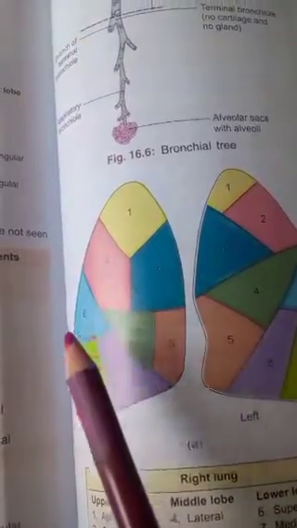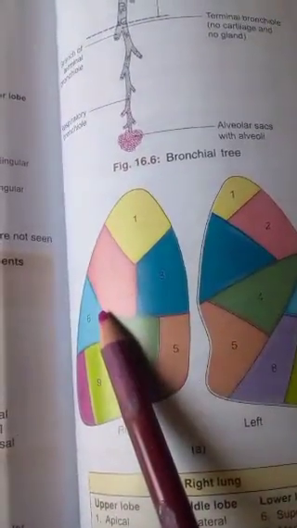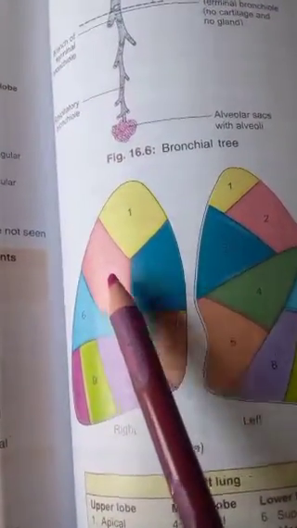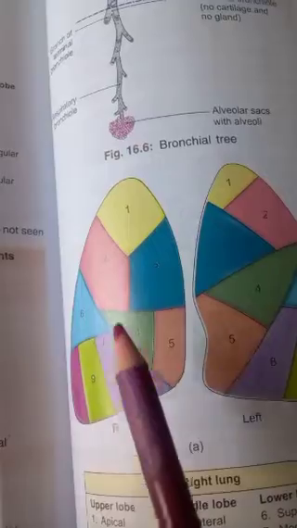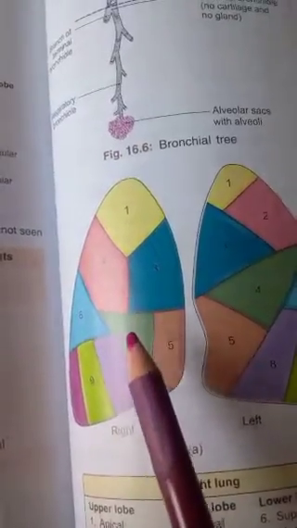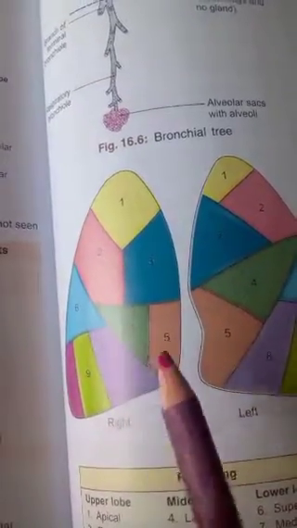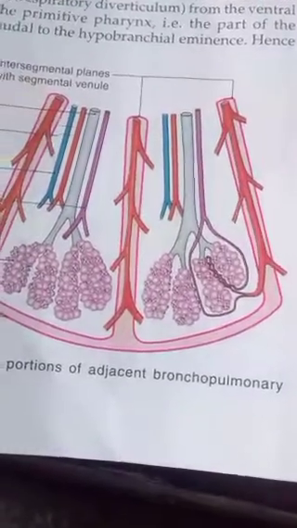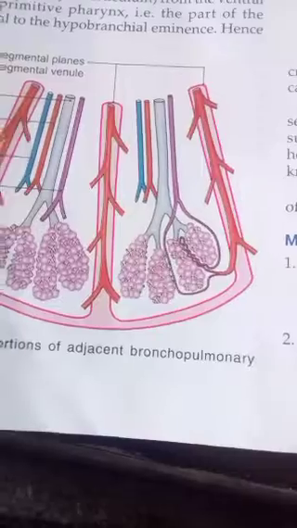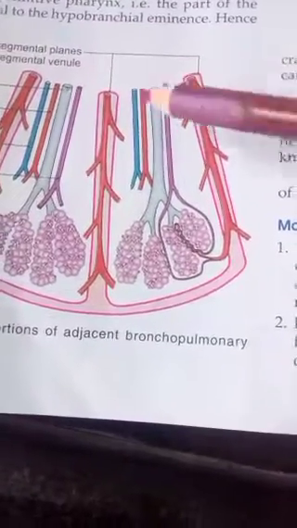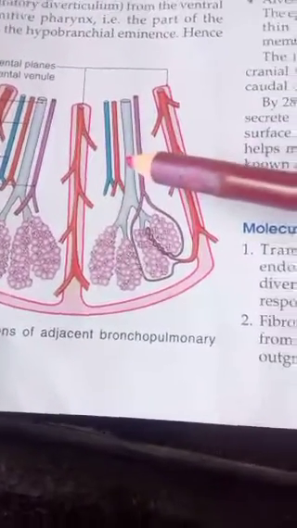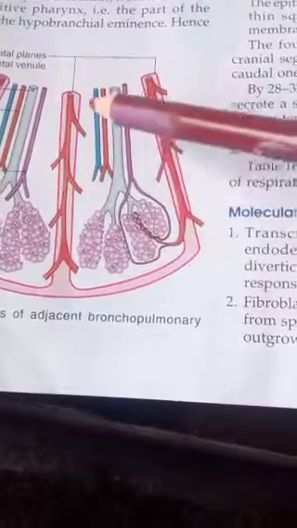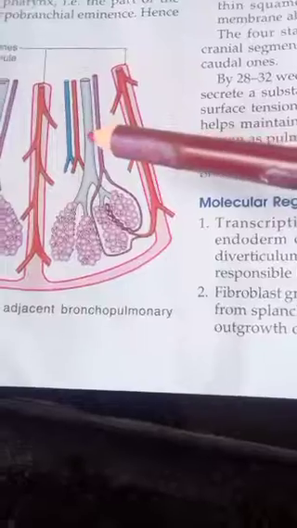The apical or superior segment of the lower lobe and the posterior segment of the upper lobe are the common sites for lung abscess due to aspiration of infected material. And lastly, during segmental resection, the surgeon works along the segmental veins to isolate a particular segment of the lung.